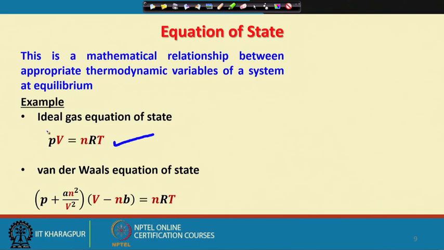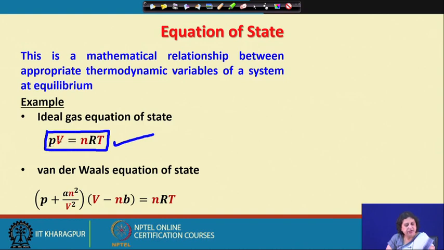Have a look at this. Because of the existence of this kind of a mathematical relationship, you can always have n expressed as a function of P, V and T, or T expressed as a function of P, V and N, and so on and so forth. Therefore, you require only 3 variables to describe the equilibrium state of a system.